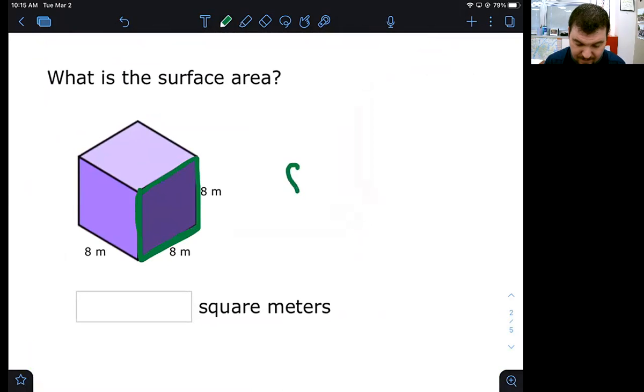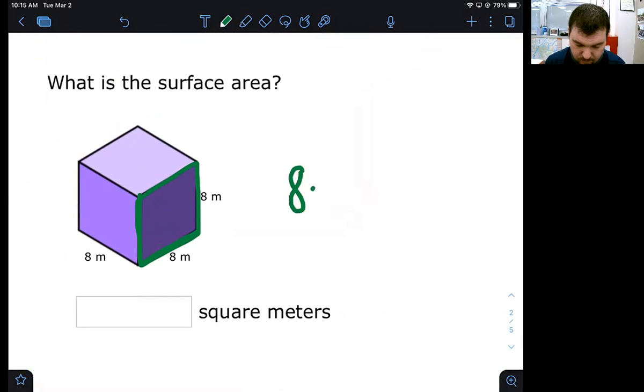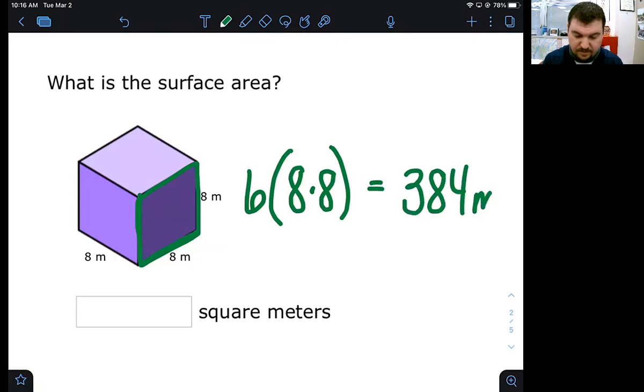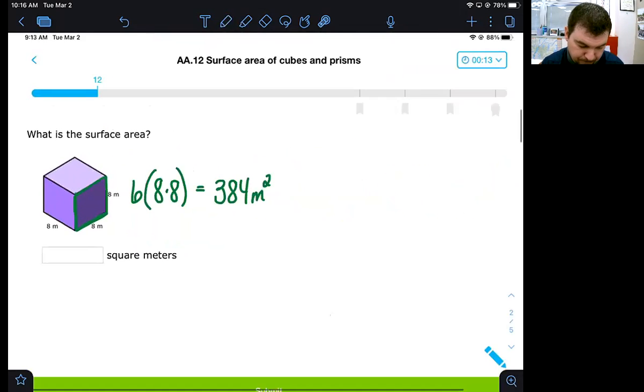So I'm going to do 8 times 8 but there are 6 sides that are 8 times 8. So I don't have to do 2, 2, and 2 like I did the last rectangular prism. I can just do 8 times 8, which is 64, and times that by 6, and I'm going to get 384, and I am done. 384 meters squared. Finding the surface area of a cube is pretty neat. Very, very shortcut that we can use for that.